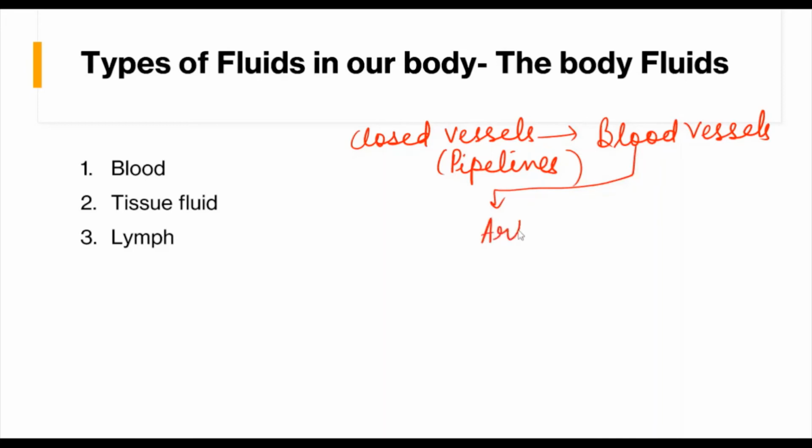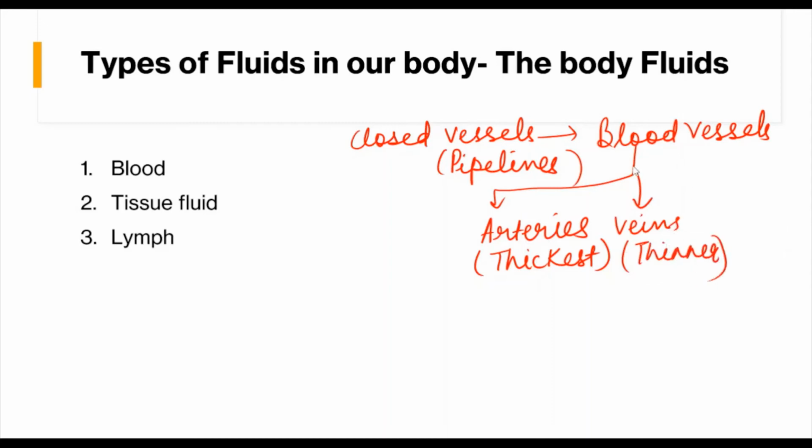First, arteries, which are the thickest blood vessels. Then we have the veins, which are thinner as compared to arteries. And finally we have the finest one, the thinnest one, which are the capillaries. Capillaries are there for veins also, and for arteries also.